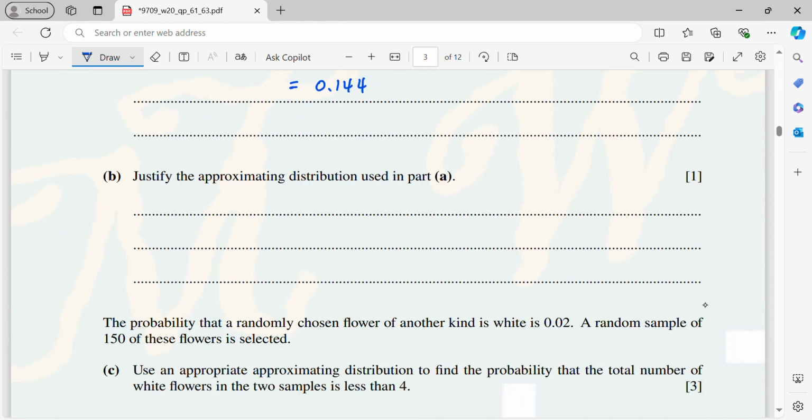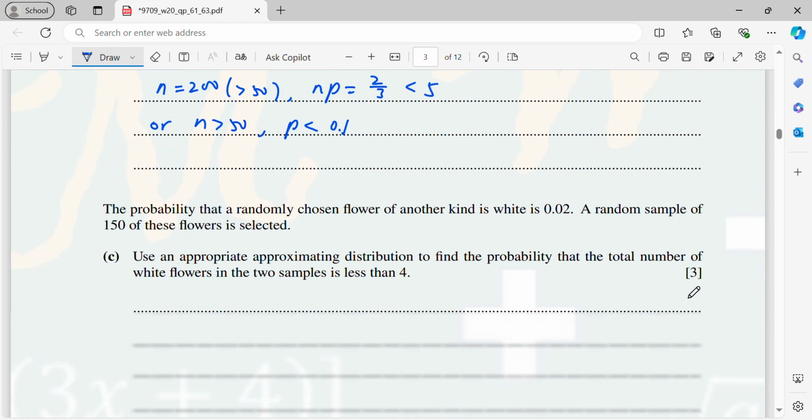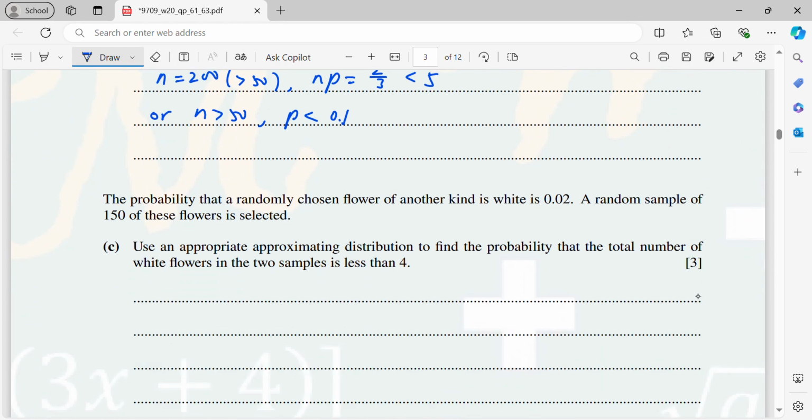Now B, justify the approximating distribution used in part A. So I will just write n is 200, which is greater than 50, then np is 2 over 3, which is less than 5. Okay, these are the justifications. Or probably you can just write n is greater than 50 and then p is less than 1. So up to you.